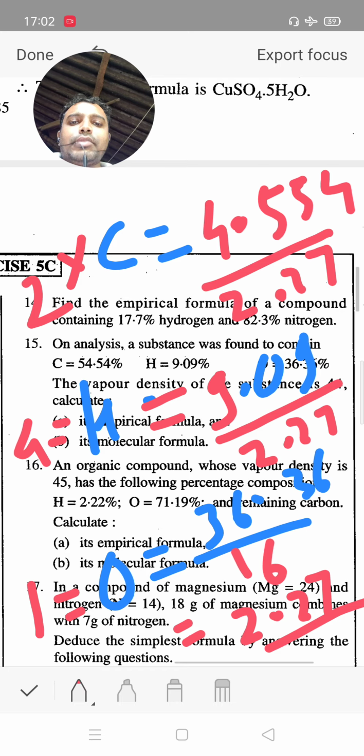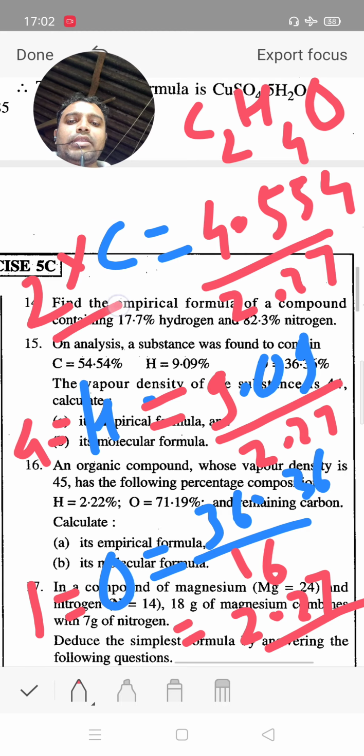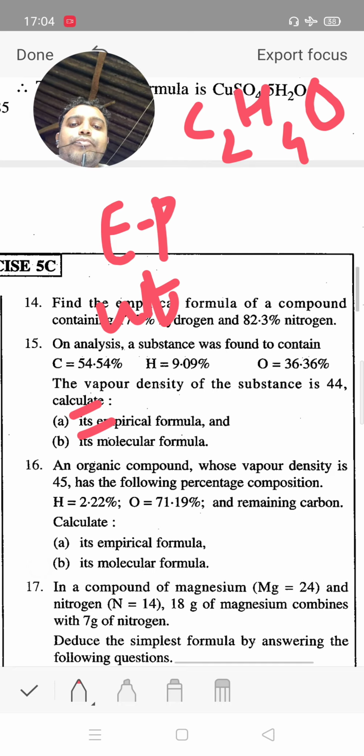Therefore its empirical formula is C2H4O. 2 कार्बन रहेंगे, 4 हाइड्रोजन and 1 ऑक्सीजन. Empirical formula. Now we calculate the empirical formula weight from C2H4O.